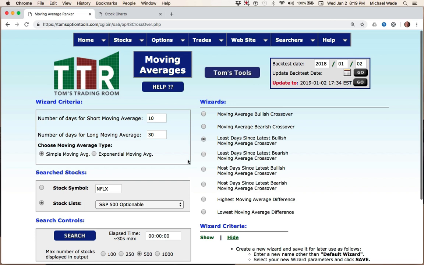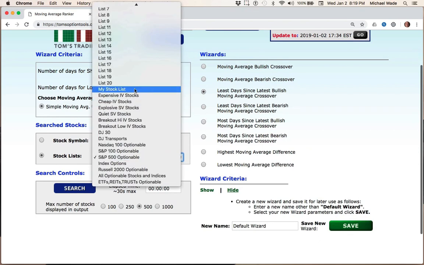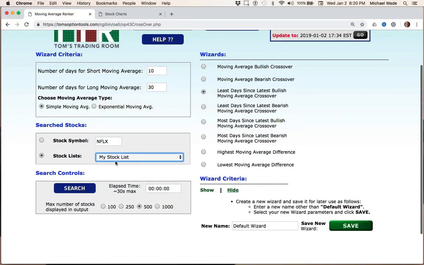All right, so that's step two. The next thing we want to do is use that My Stock List that we just created. Remember, My Stock List contains the list of the biggest average true range stocks, the big boys, the big movers. I want to scan against that. So we'll look for 10/30 crosses of those stocks that were identified in the prior step by using My Stock List. Hit your search button, and you'll see a number of them come up here.